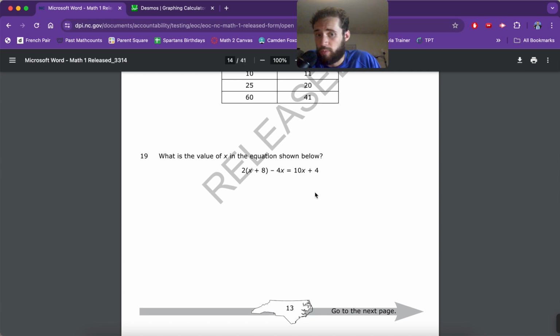Then subtract 4 from both sides. You get 16 minus 4 is 12. So 12 equals 12x. Well, what times 12 makes 12? 1, right? Something times 1 makes itself. So x is just going to be 1 in this case.